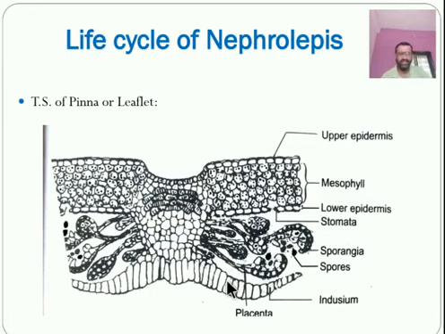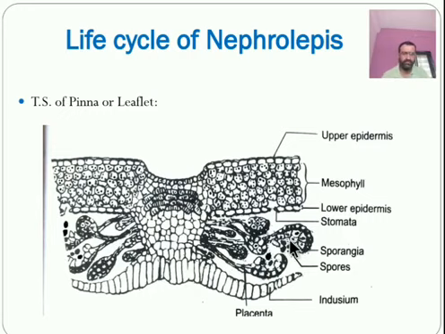Here the placenta is a cushion-like structure made up of thin-walled parenchyma. It provides nourishment to the developing sporangia, and sporangia are present on either side of the placenta. Let us see, these are the sporangia, and they are present on both sides.